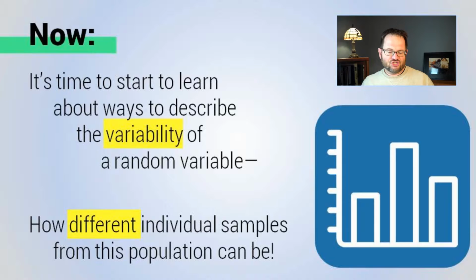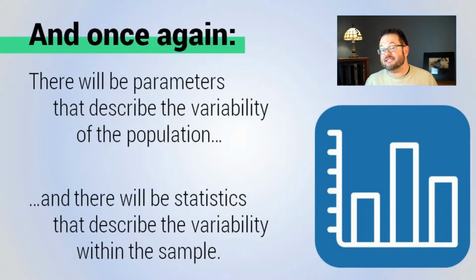But now it's time to start to actually learn about ways to describe the variability of a random variable: how different one instance of one numerical event can be from another numerical event, or one observation can be from another observation. And once again, we're going to see the same pattern here, where there are parameters that can describe the variability of the population, whether real or conceptual, and then there will be statistics that we calculate based on the sample that we take to describe the variability within the sample.